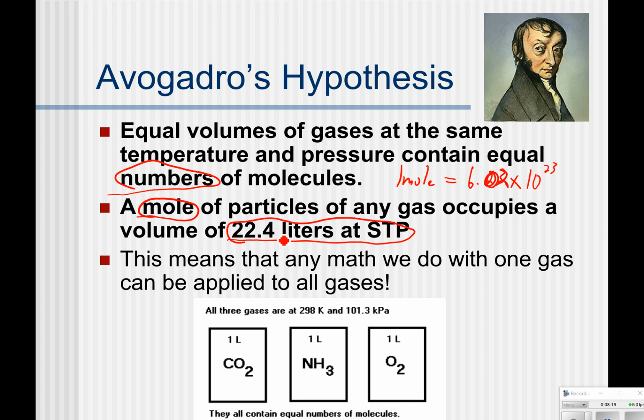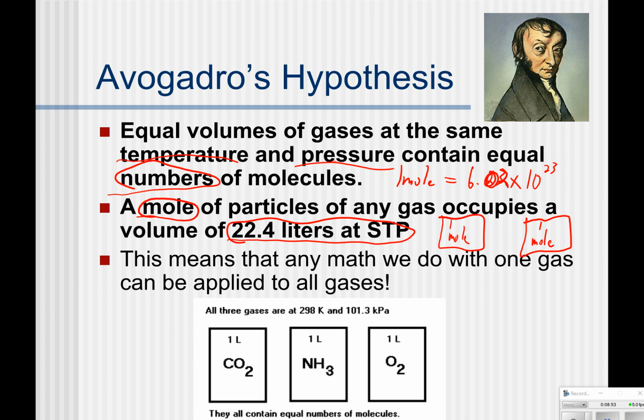So if we think of a container that can hold 22.4 liters of a gas, and we have two containers there, same size, 22.4 liters, same pressure, same temperature, they're going to contain the same number of particles, and that's going to be 1 mole. And this gives us a way to compare different types and quantities and volumes of gases. So the math that we do with one gas can be applied to any gas.